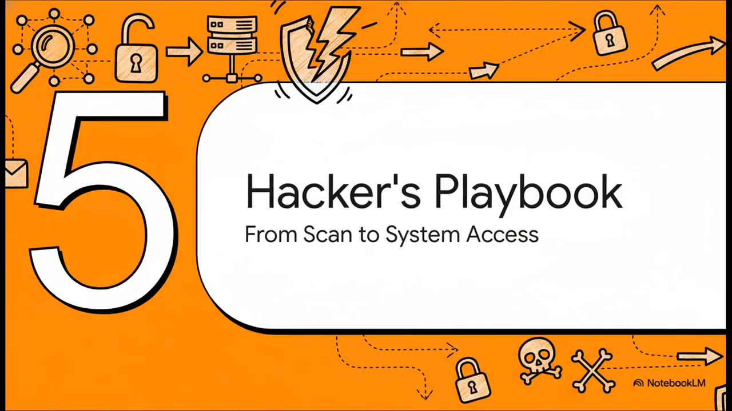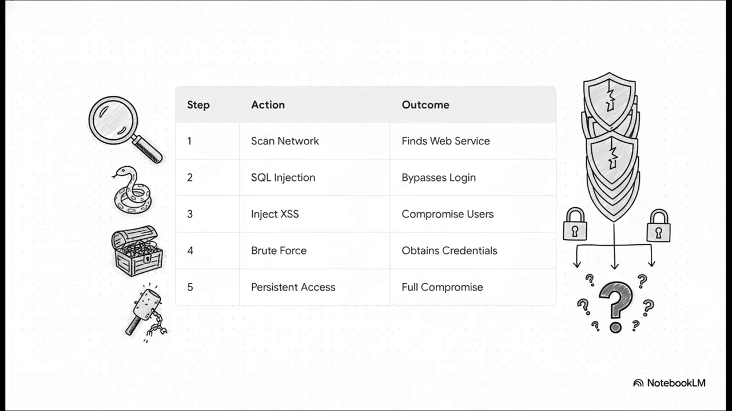So let's pull back for a second and look at the whole picture. This wasn't just a bunch of random hacks. What we just saw was a complete, methodical attack chain, moving step by step from knowing absolutely nothing to achieving a full system compromise. This table just lays out the entire playbook. You can see how each step enables the next one.